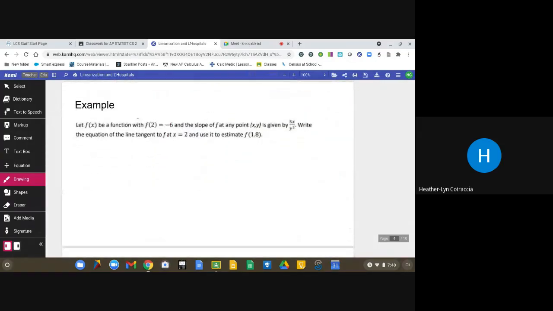So we've got f of 2 equals negative 6. The slope at any point is given by 5x over y squared. Write the equation of the line tangent and then use it to approximate f of 1.8. So step 1, remember, ignore this. And just start with y minus y1 equals m times x minus x1. Now they gave me everything here except for the slope, but it'll be really easy to find. So y minus a negative 6 equals, let's come back to the slope in just a moment, x minus 2.